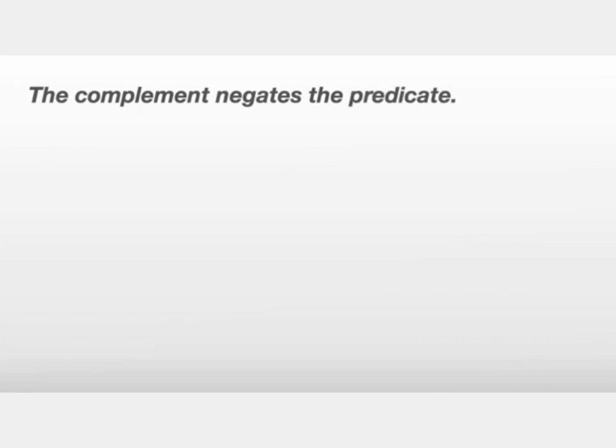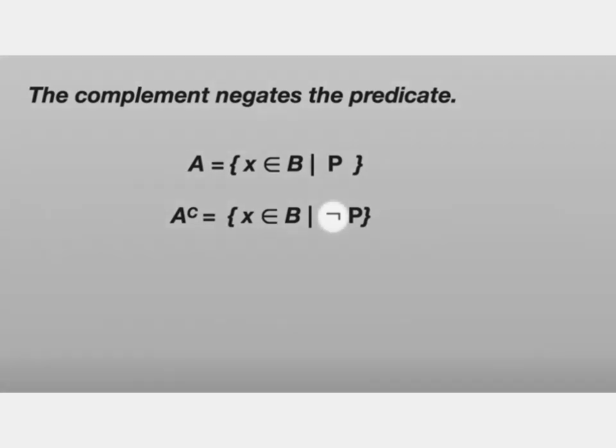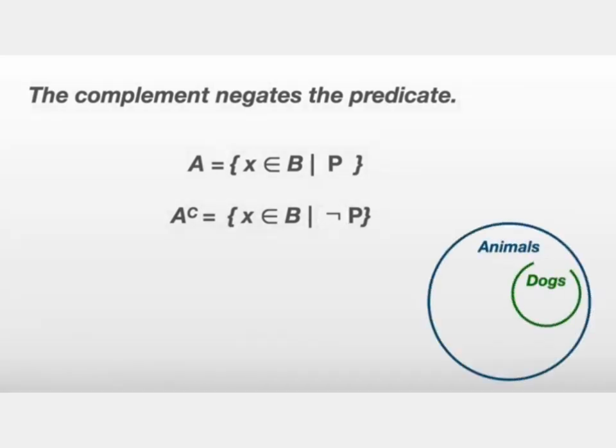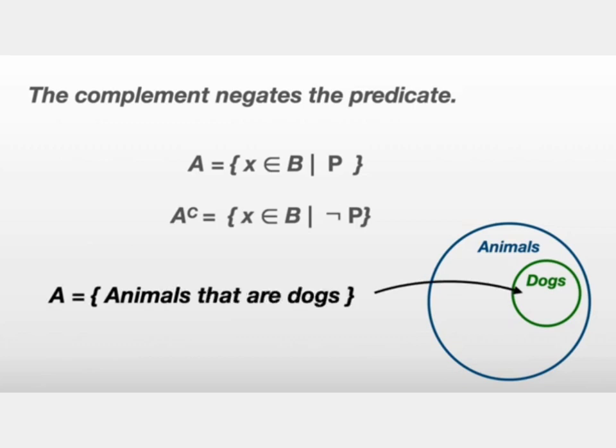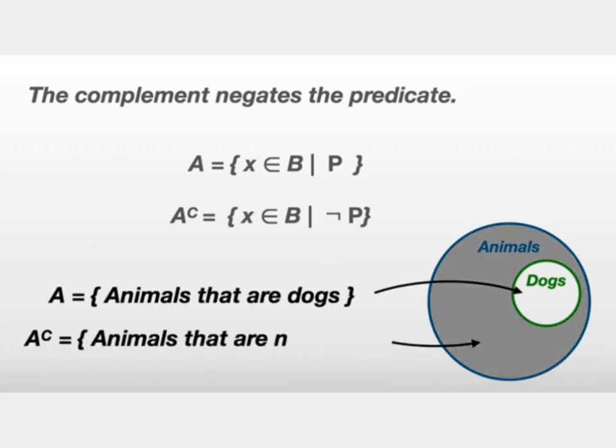With our set builder notation, we have a set A which contains all x from some set B, such that it fulfills some predicate P. Well, the complement of A, the things not in A, must by definition not satisfy P. So the complement of A is the elements x in B such that P isn't true. And we have this symbol before P to say it's not true. For example, if A is the set of animals that are dogs, then the complement of A is animals that aren't dogs.